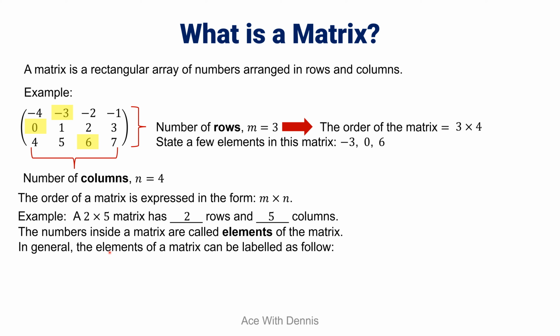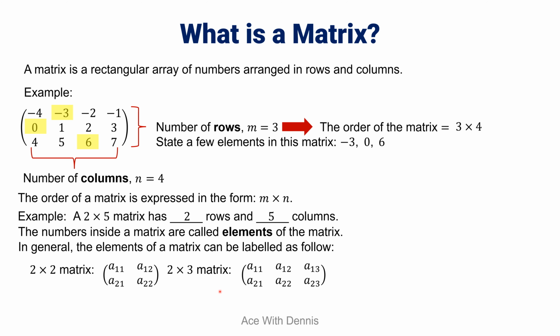In general, the elements of a matrix can be labeled as follows. In a 2 times 2 matrix, it can be written as A11, A12, A21, A22. These numbers tell us the location of the element. So 11 means first row, first column. The last one, A22, is the second row and second column. Similarly, if you have a 2 times 3 matrix, it is A11, A12, and so on, until the last one, A23.